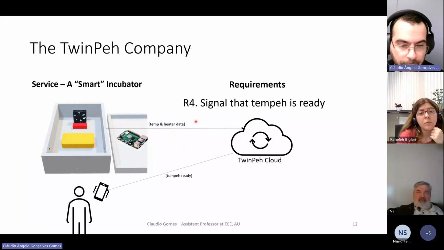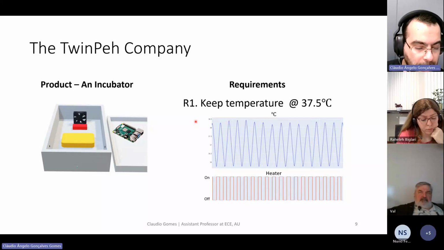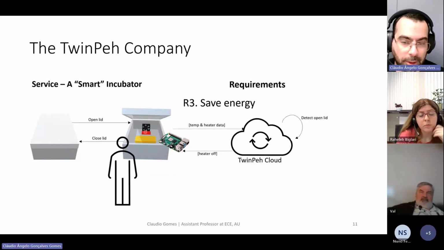Another requirement could be we want to signal to the user that the tempeh is ready, right? Can we infer the readiness level based on just temperature and heater data over time? Because that's what we have in our incubator. I didn't start with that, but we have two small temperature sensors inside the box. We have a temperature sensor outside the box, and we have a Raspberry Pi running a simple controller that keeps the temperature there, right? And then we are building the digital twin after that.